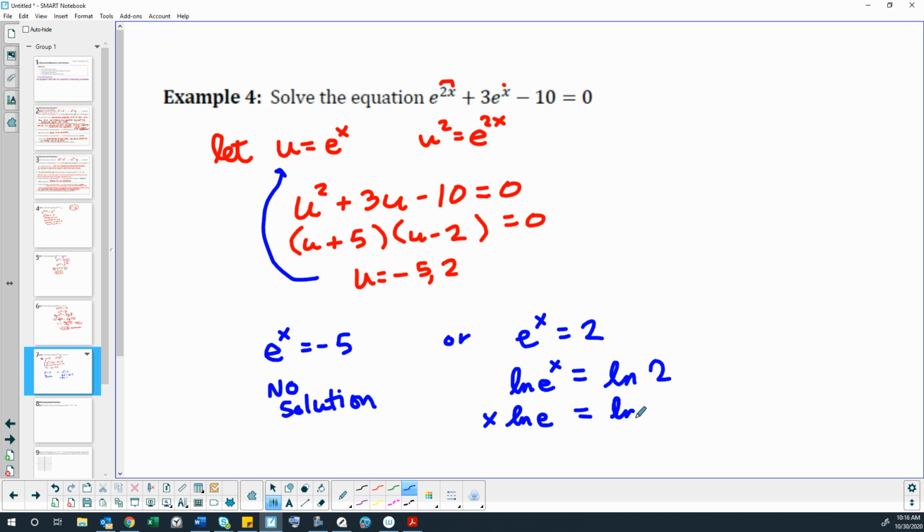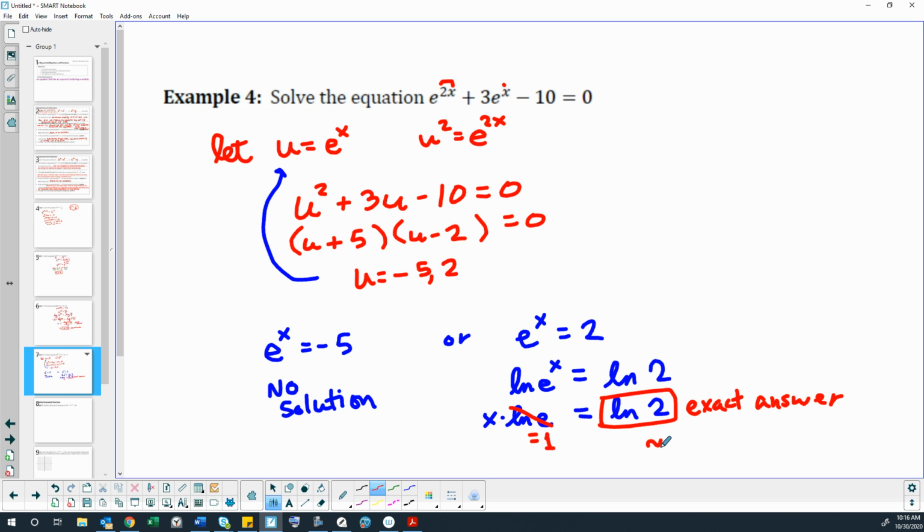Okay, next I'm doing the power property, or the exponent property, that says I can move the exponent to the front as a product instead. Here's where using the natural log is convenient, because natural log e equals 1, and 1 times x is just x. So we have found our answer. Our exact answer is x times 1, or x, equals the natural log of 2. So there's our exact answer, which is actually not terribly ugly for this particular problem.